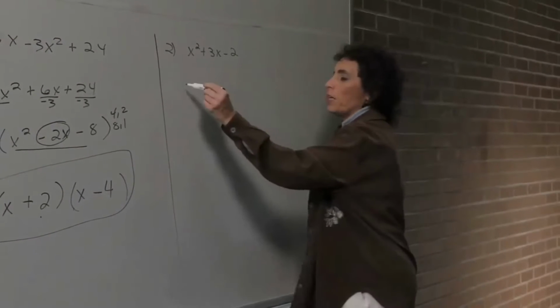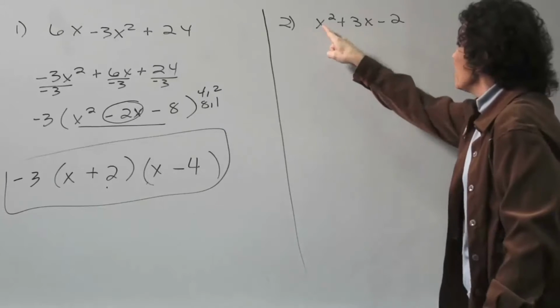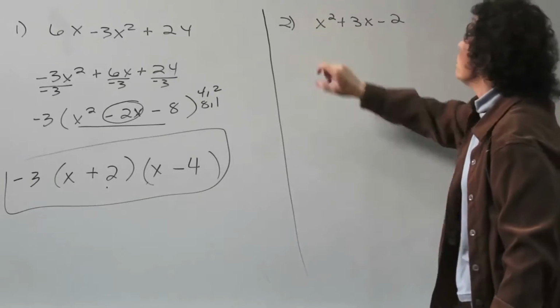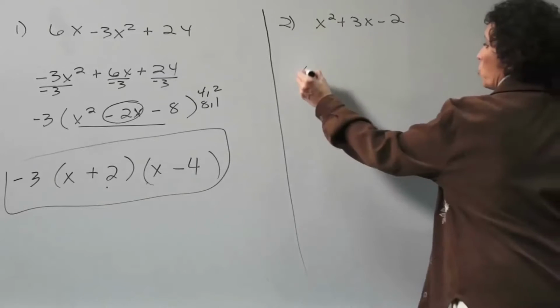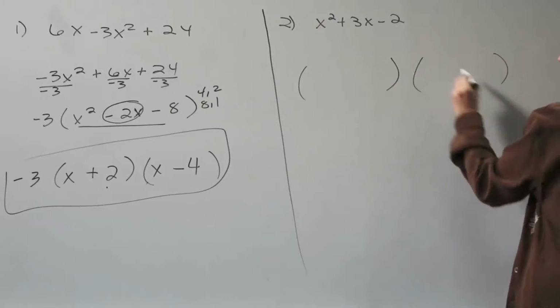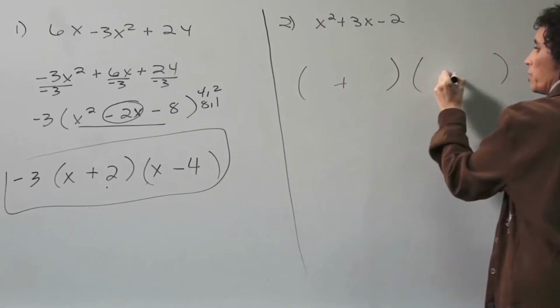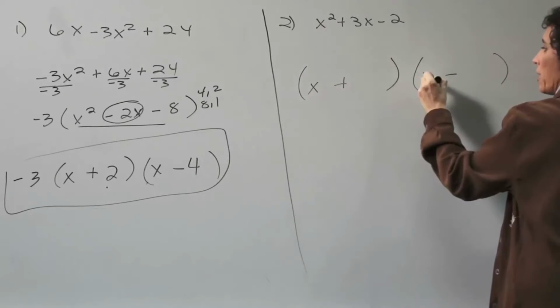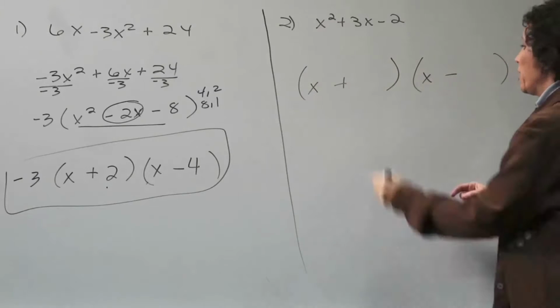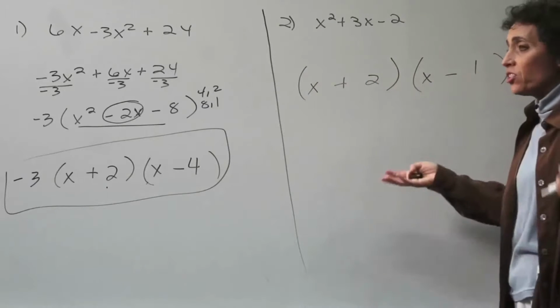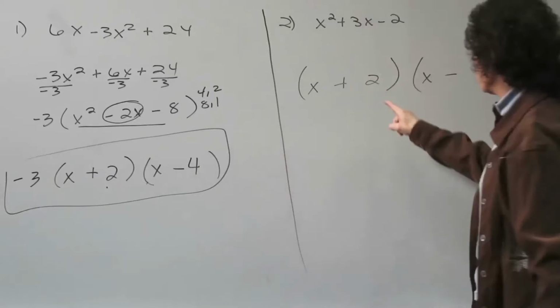Here we go. Standard form, we have it. Leading term positive, we have it. No GCF. So we're going to try. Last sign is negative. Signs are different. X squared can only be x and x. The only possibility here is 2 and 1. That's it. If it doesn't work, it doesn't work. That's the only possibility.